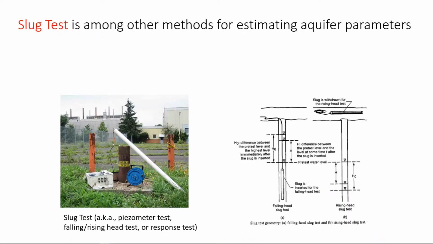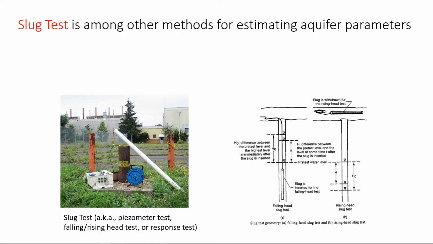But other than pumping tests, there are also other tests that are cheaper than pumping tests, and this is called a slug test. This is among other aquifer tests for estimating aquifer parameters. A slug test is simple: a known volume of water is quickly taken or added to the well, and then the rate at which the water level falls or rises is measured. That's it. You add or remove water from your well, and then you measure the rate of water falling or rising.